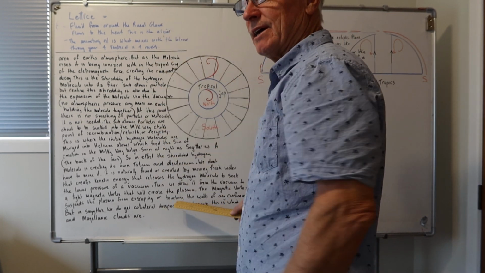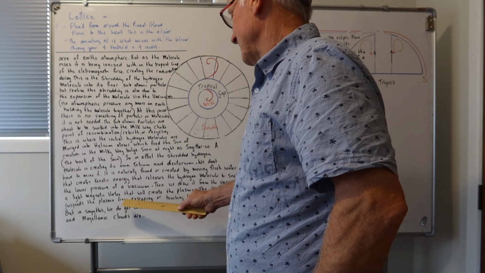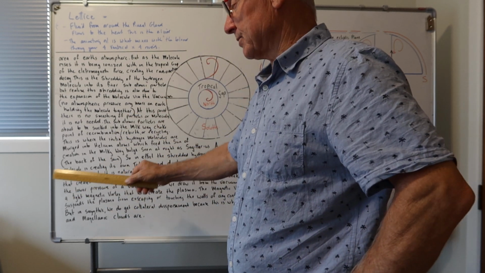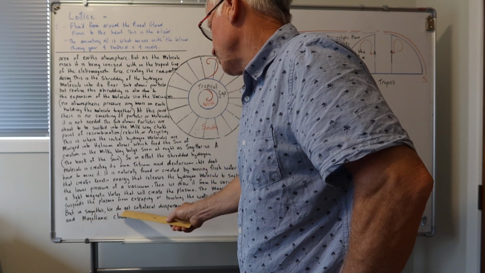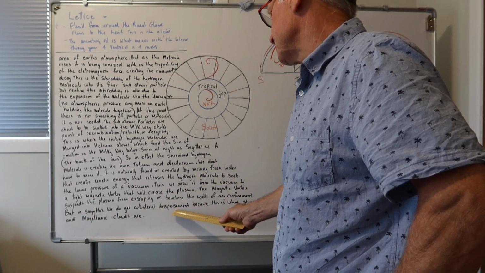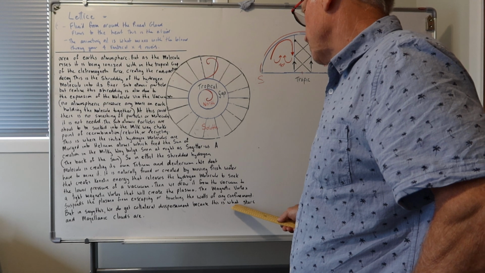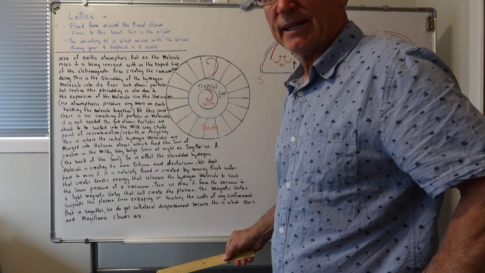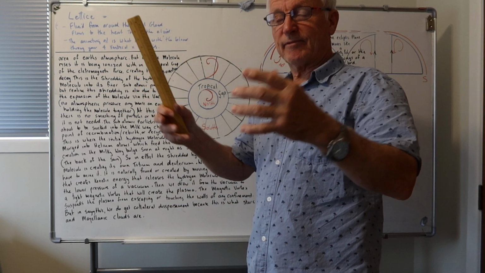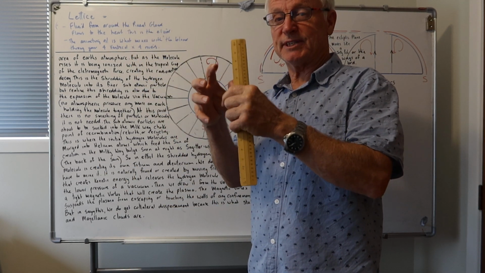But they tell us all this now in physics. This all came out way after I started talking about all this stuff. But in saying this, we do get collateral disbursement, because this is what stars and Magellanic clouds are. That's from the creation of the sun.